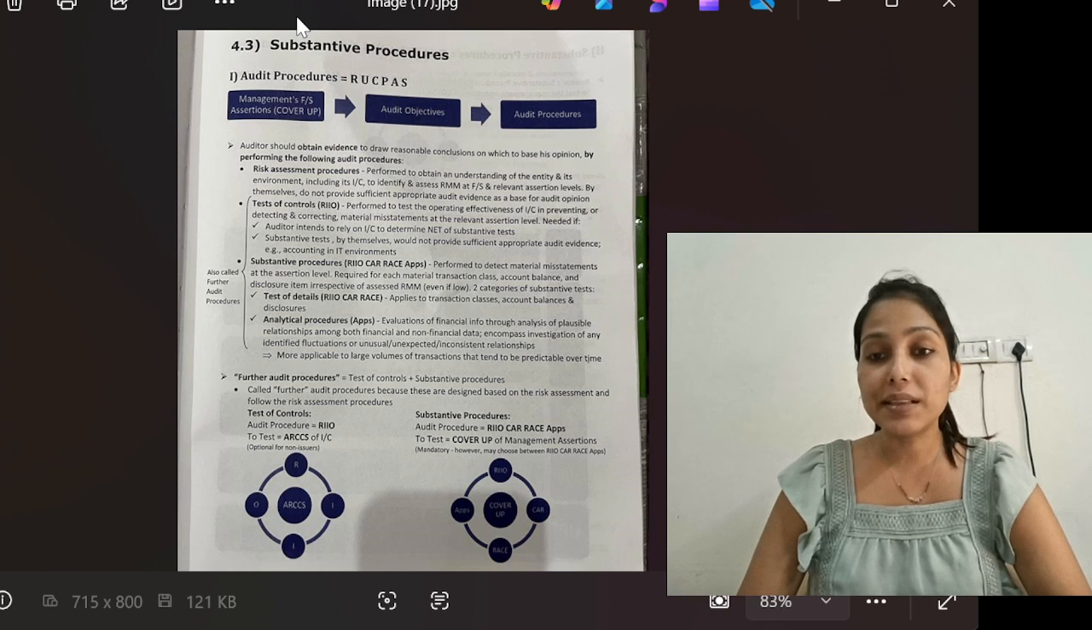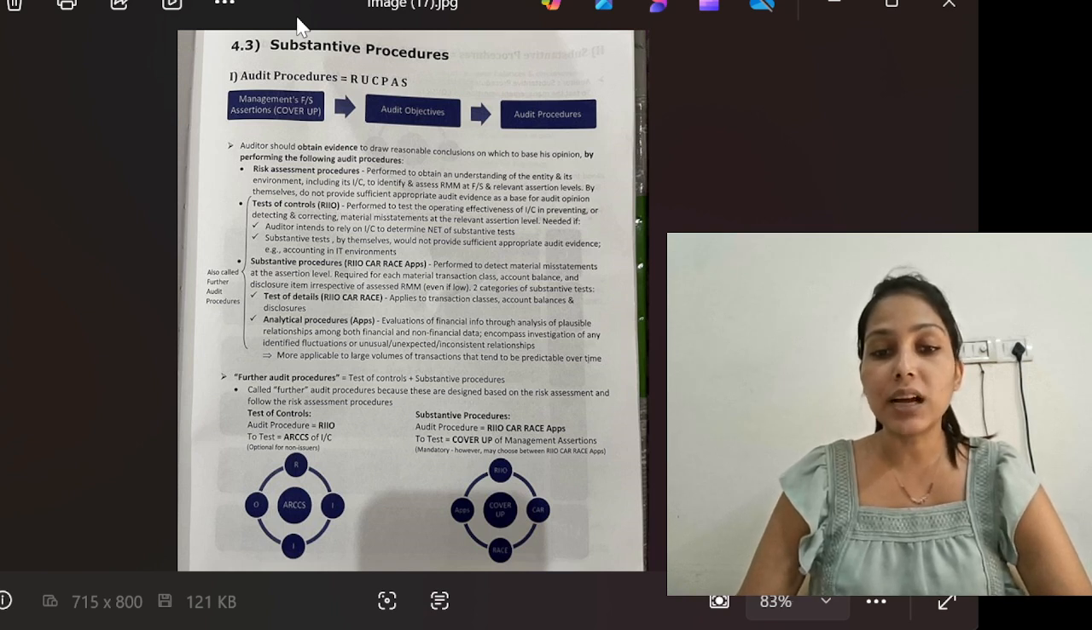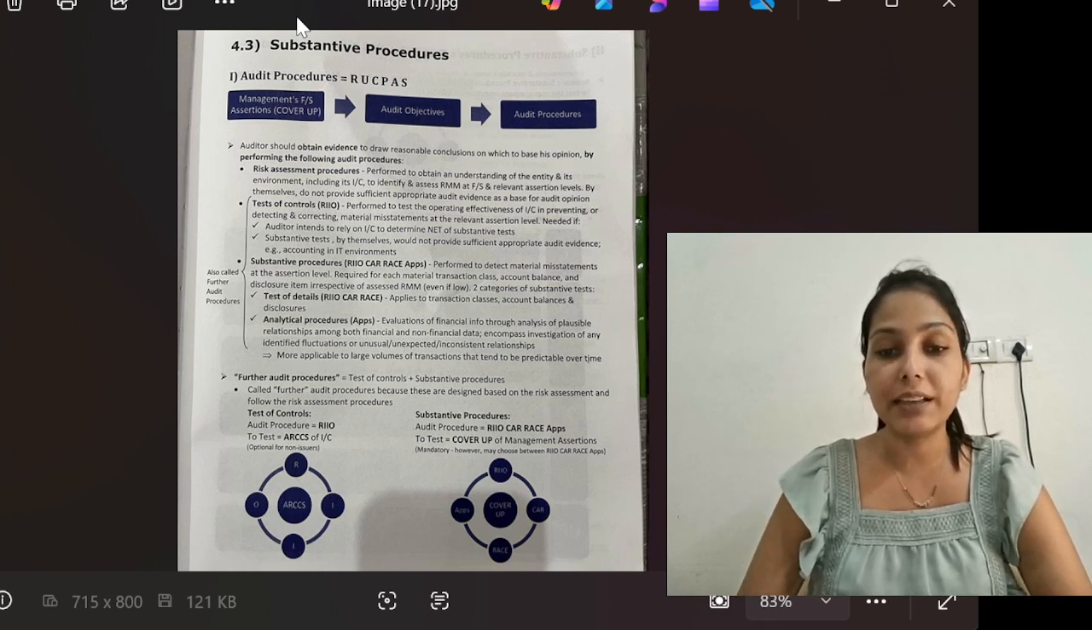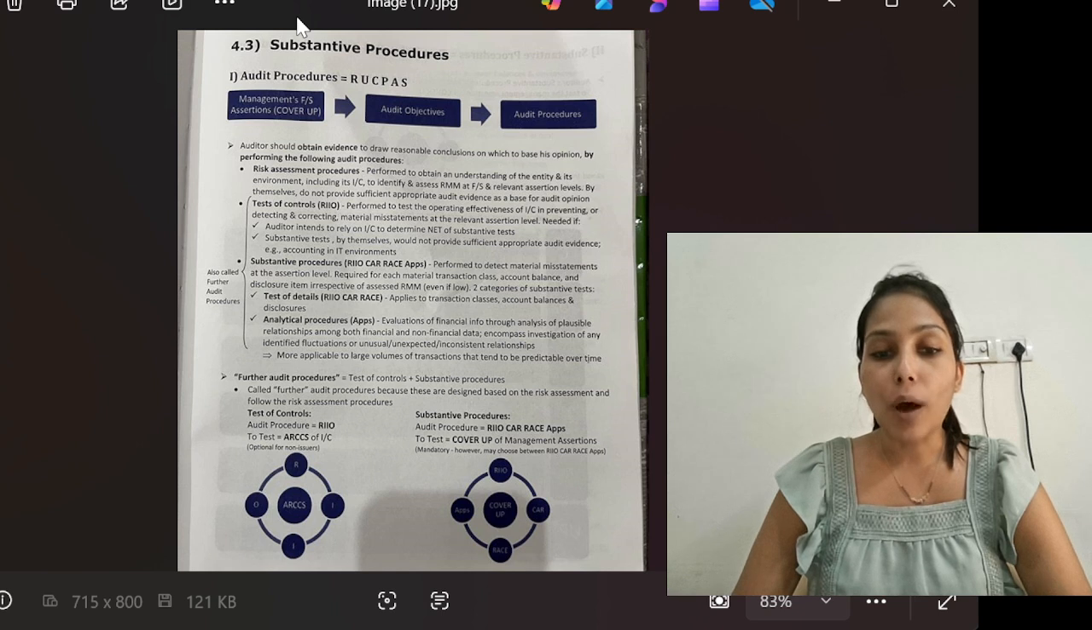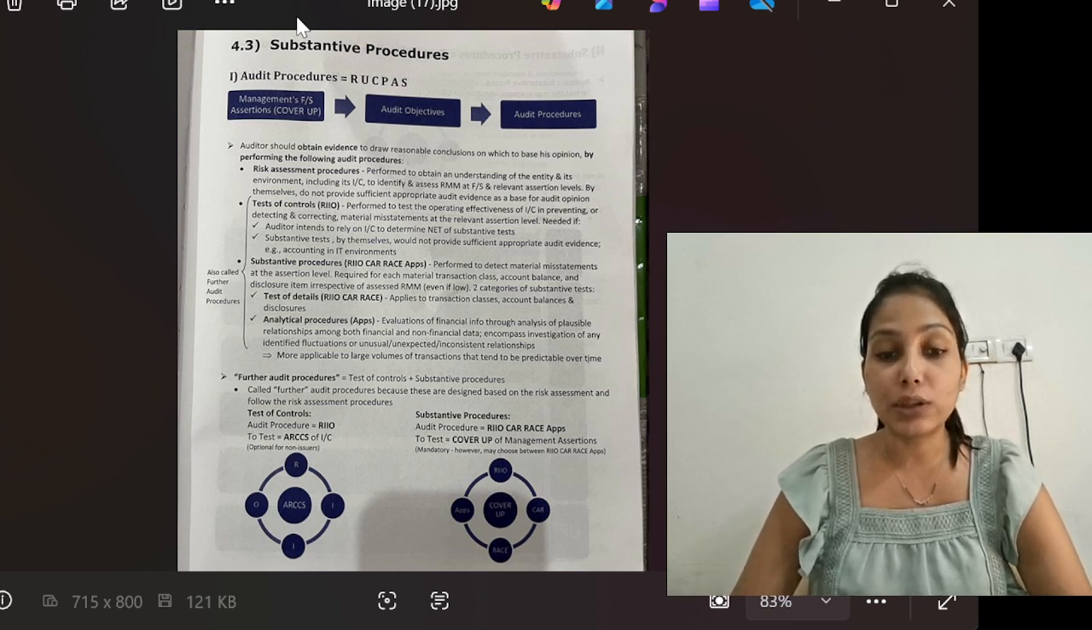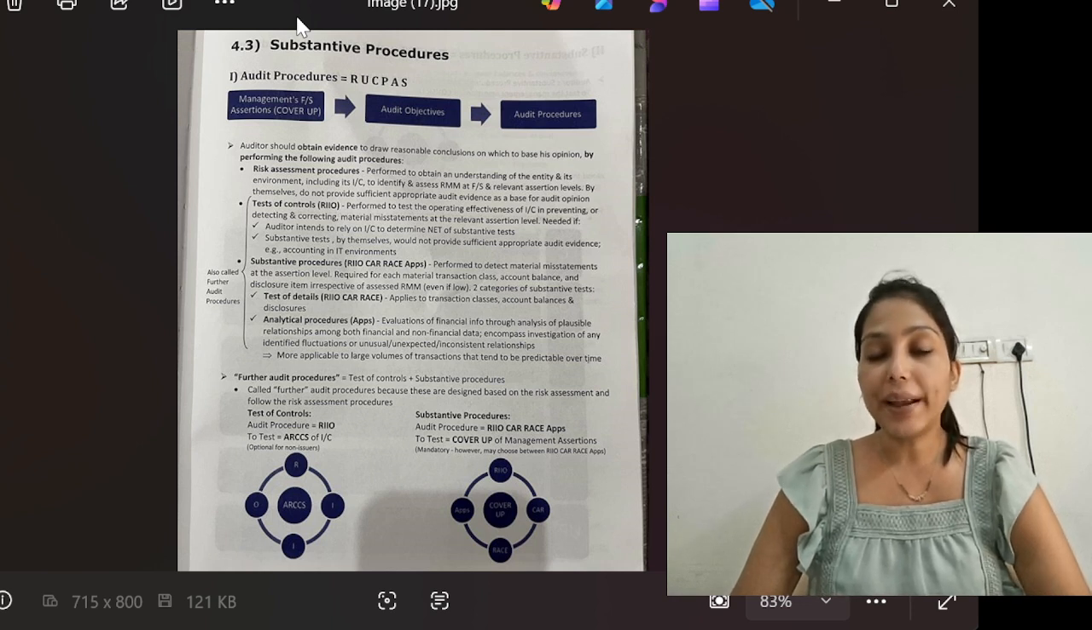So, what are the substantive procedures? Substantive procedures are performed to detect material misstatement at the assertion level. They are required for each material transaction class, account balance, and disclosure item, irrespective of the assessed RMM, even if that is low. There are two categories of substantive procedures, that is test of details and analytical procedures.